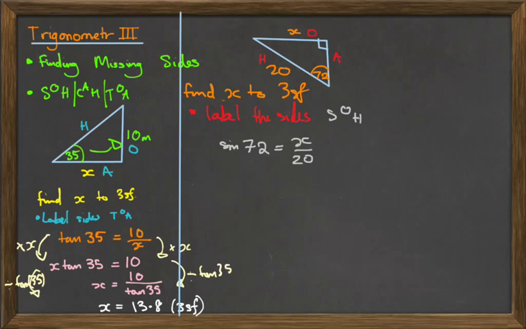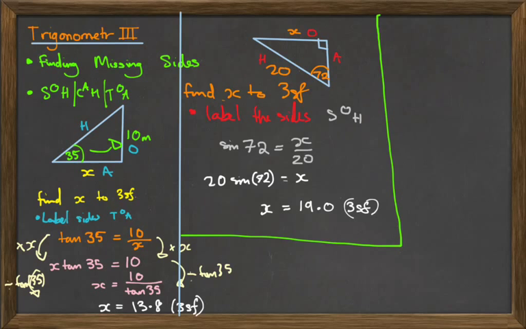So we need to make x the subject and then put that in our calculator and find the answer. So pause the video and make x the subject. Okay, so to make x the subject you multiply both sides by 20. So on the left hand side you'll have 20 sine 72 is equal to x. So x is the subject. This was slightly easier than the previous question. Put 20 sine 72 in your calculator, and you get 19.0 to 3 significant figures. So that means that the opposite side is 19 meters, basically, or 19 whatever it is.